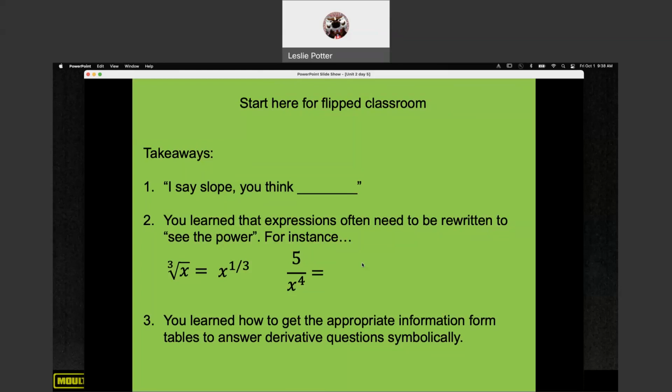So quick rewrite, 5 over x to the 4th is 5 times x to the what power? -4, exactly, right? Because it's downstairs, it's in the denominator. We need to bring it up into the numerator so we can get it in this form. 5x to a power. Okay, now we can do our calculus.